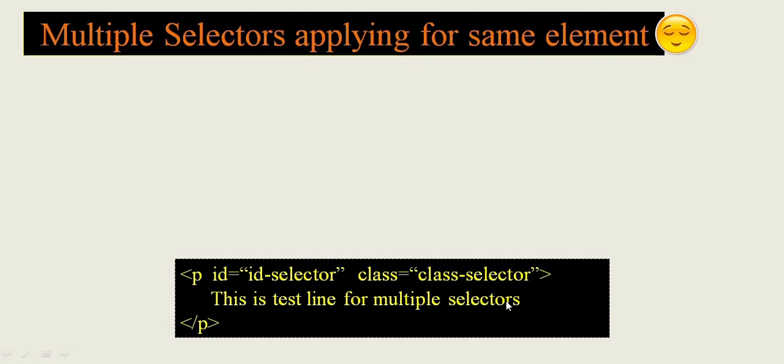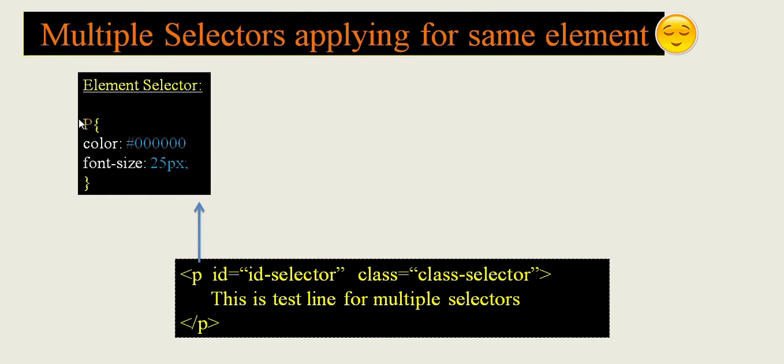Suppose I have applied some properties for this line by using the p element selector. In our CSS file, for this p tag, I am applying the element selector with some properties like color and font size. By using this element selector p, I am opening my curly braces and I have applied the properties color and font size with some values. I am including a hexadecimal notation and a font size of 25 pixels.